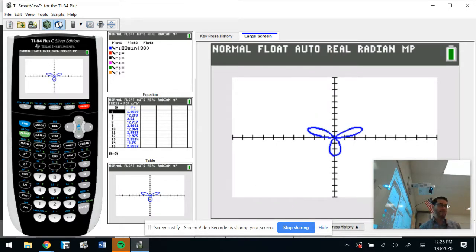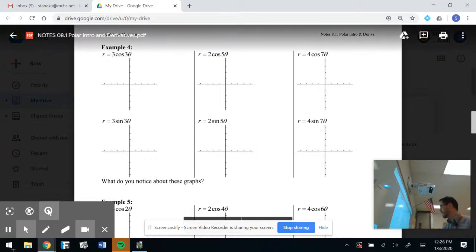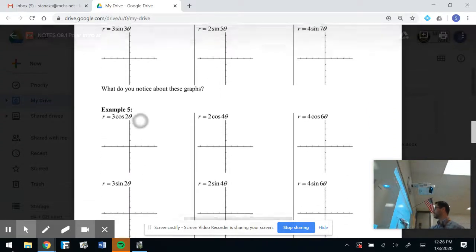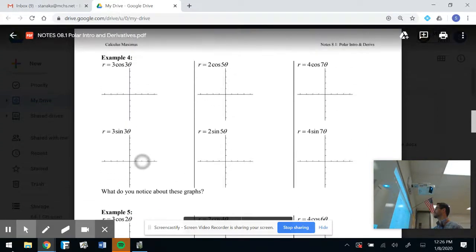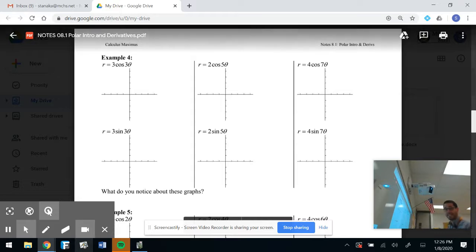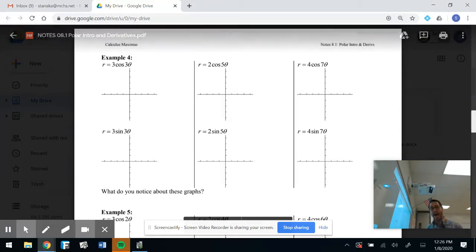Now, if I were you, go ahead and put those other ones in there. But if you notice, the second example, 2 sine of 5 theta, you'll have 5 petals. There'll be lengths of 2. It will still be symmetric about the y-axis. But let's look at my notes again. If you notice, there's something similar with example 4. What is similar with this? 3 theta, 5 theta, 7 theta: 3, 5, and 7. Oh my gosh, they are all odd.